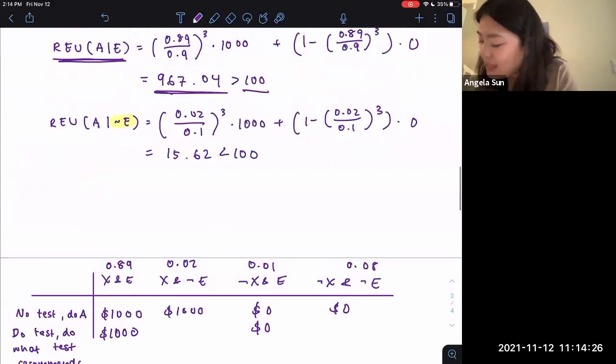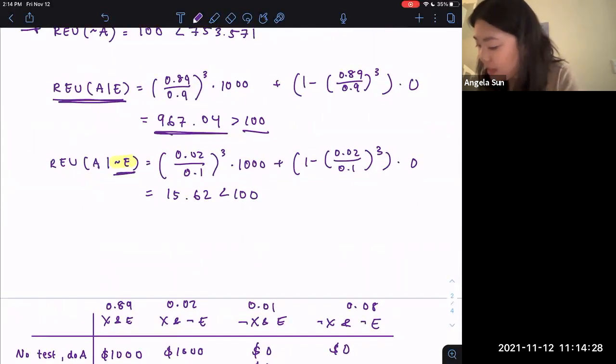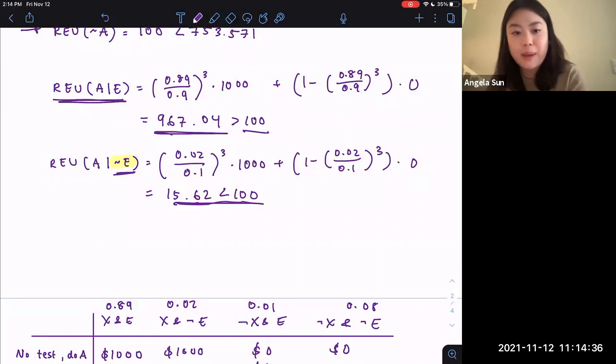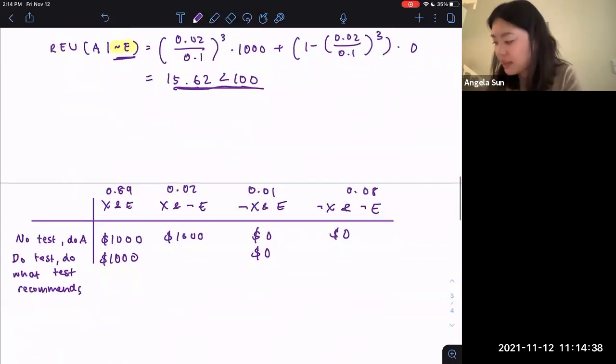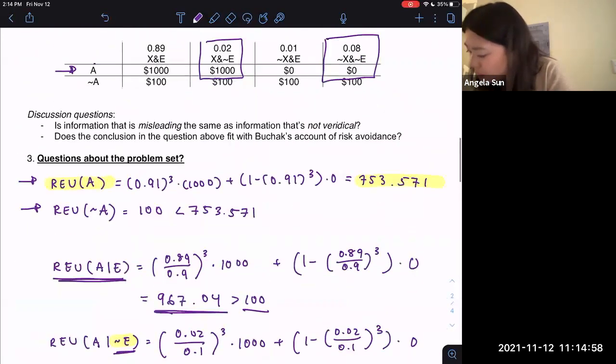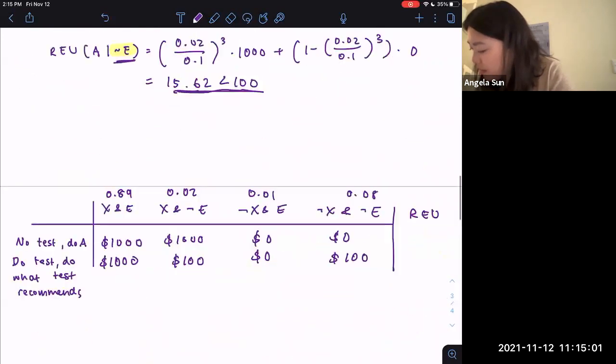Okay. And if the test tells us not E, then remember we're going to do not A, because 100, the expected utility of not A, is greater than 15.62, the expected utility of A, given not E. So remember that not A gives us $100 no matter what. So if we do the experiment and it tells us not E, then we're going to get $100. Okay, so we know the REU of the first course of action. That was something we calculated earlier, 753.571.